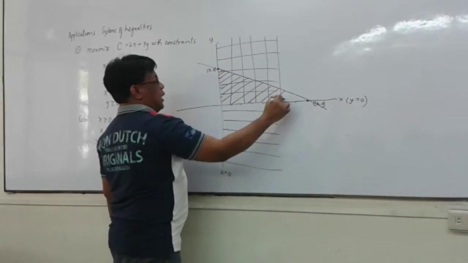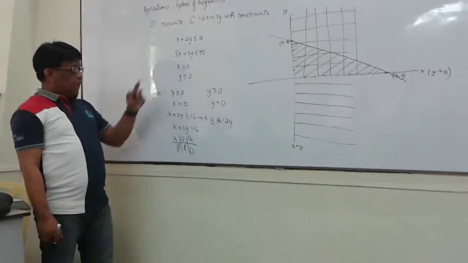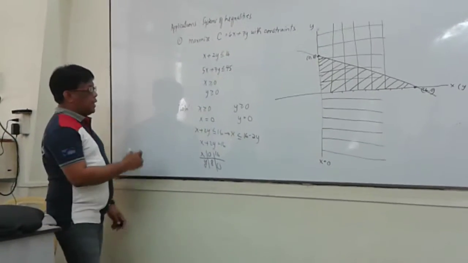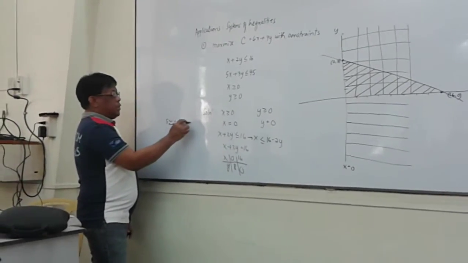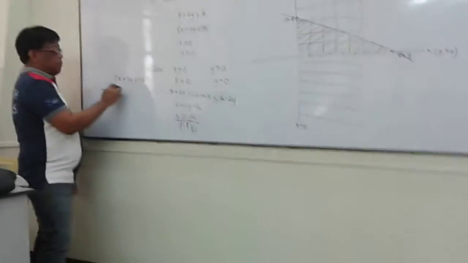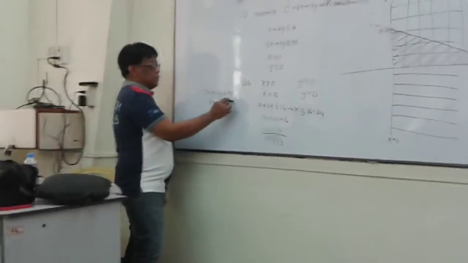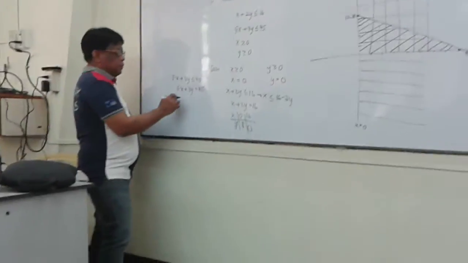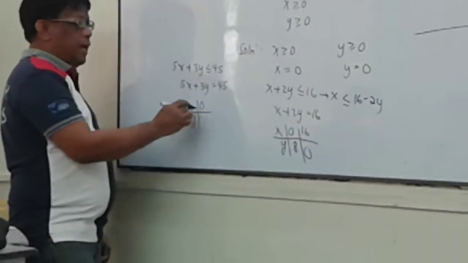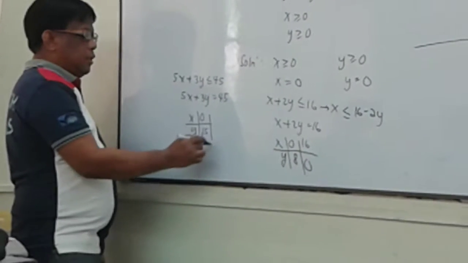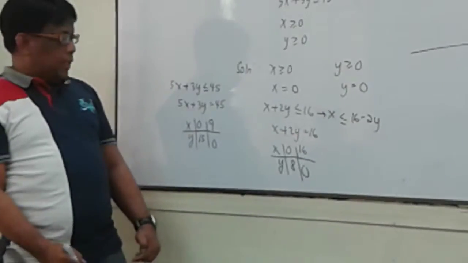Then let us have the last inequality, where we have 5x plus 3y less than or equal to 45. So I'm going to replace this by the equal sign. Then let us have pairs of values of x and y. If x is 0, then y is 15. If y is 0, then x is 9. So let us have that, (0, 15).